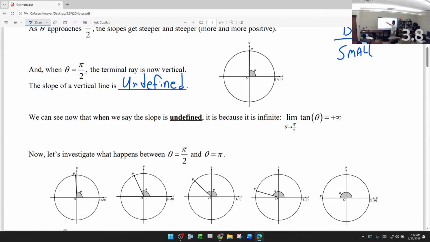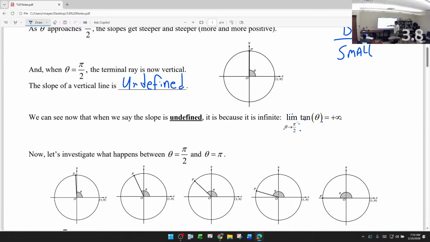It's undefined. And we can now see that when we say a slope is undefined, it's because it's infinite. And so look at this notation here. This is coming back into play from Unit 1. The limit as theta is approaching pi over 2 from the negative side, from the left side. Tangent's going up to infinity because the numerator is getting bigger and the denominator is getting smaller.